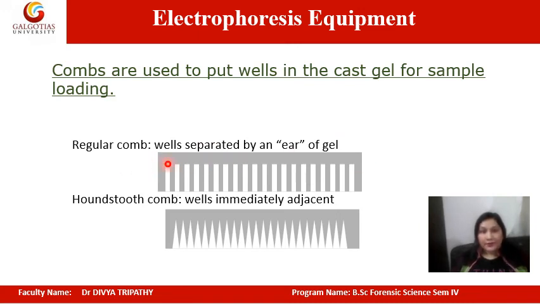The regular comb is used for wells separated by an area of gel, and the second one is the houndstooth comb, with wells immediately adjacent to each other. The grooves formed by the regular comb have some distance between them, whereas the wells formed by the houndstooth comb are very near to each other. This can be used for preparative gel electrophoresis, and the regular comb is for analytical purposes.